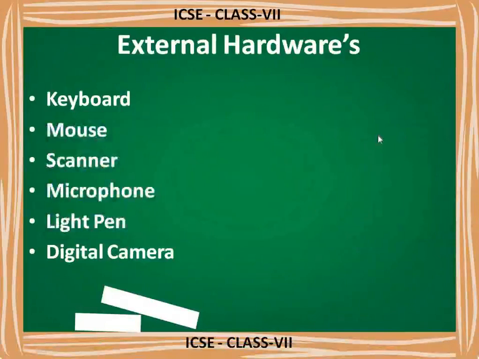So the next device is the mouse. Again, this mouse is an input device, and it is also called a pointing device. Pointing device means we can point at icons or applications, and when we move the mouse, according to that movement, the pointer moves on the desktop screen.